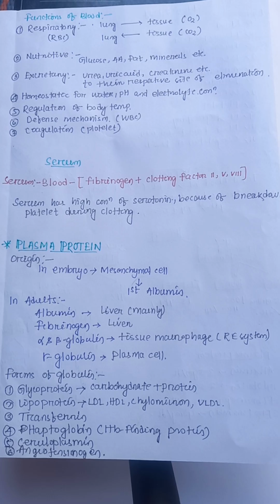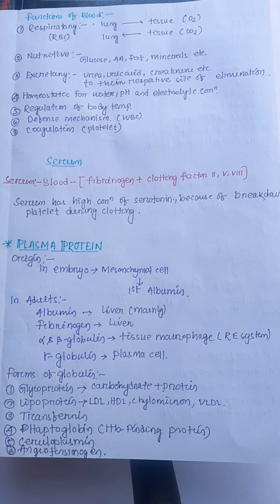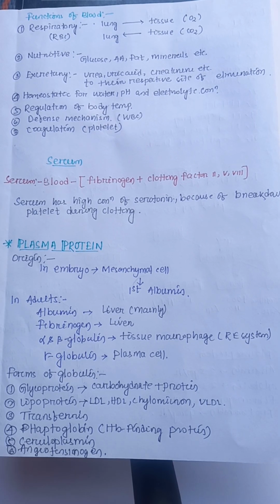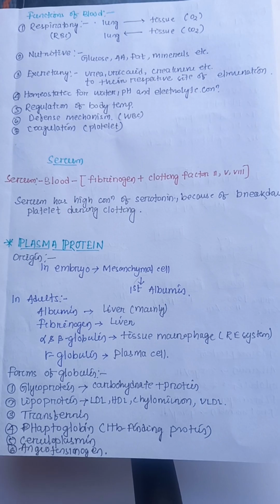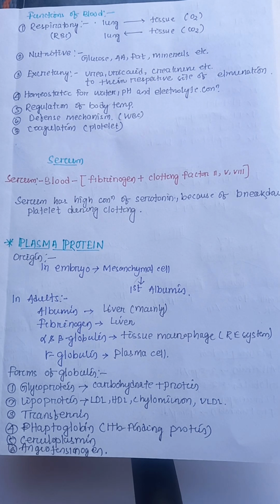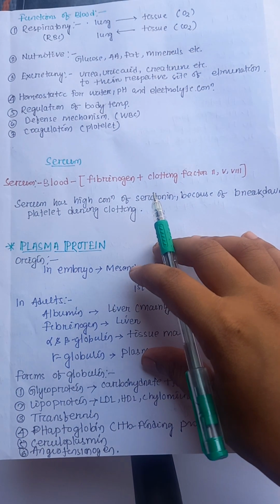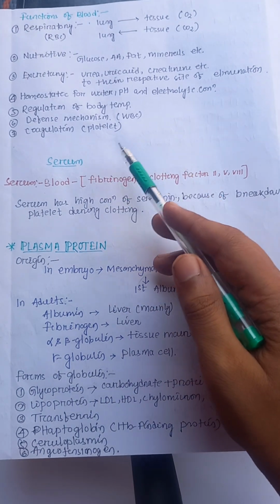Let's see the functions of blood. That is the respiratory function: transport of gases is the major function of the blood. Second is the nutritive function: transport of amino acids, glucose, fat, and minerals from their site of origin or absorption to distant sites. Then the excretory function, carrying urea, uric acid, creatinine, etc. to their respective sites of elimination. Homeostasis for water, pH, and electrolytes, as well as regulation of body temperature by vasoconstriction and vasodilation. And next is the defense mechanism by WBC and coagulation by the platelets.